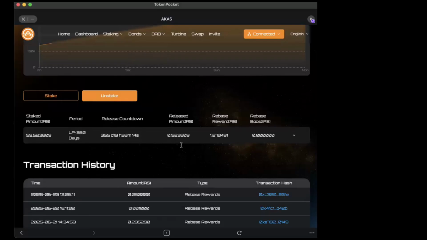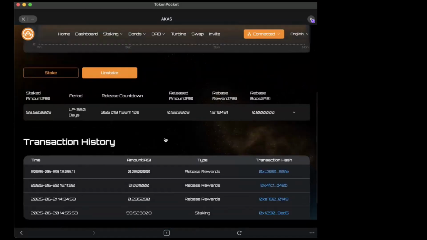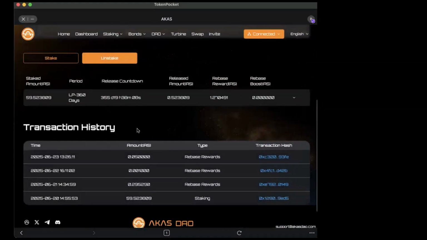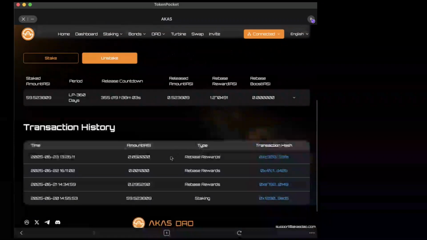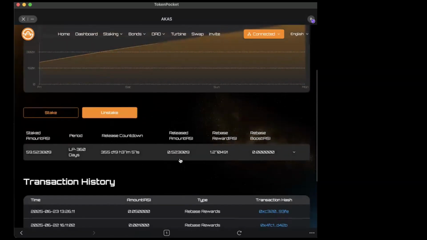So from here we can see the time, the amount, and everything in the transaction history. This is the rebase reward that I have claimed for the last few days. And we did a lot of demonstrations that I claimed.